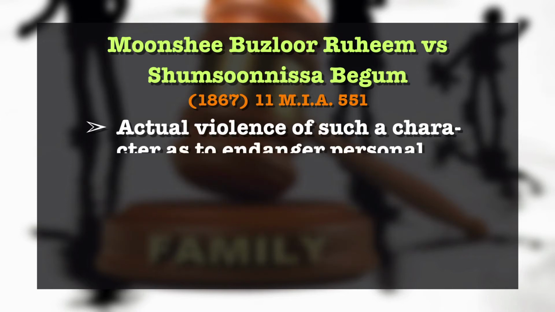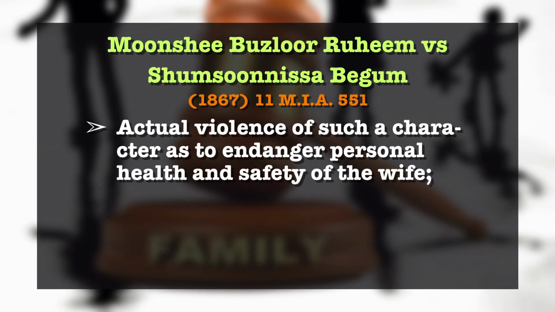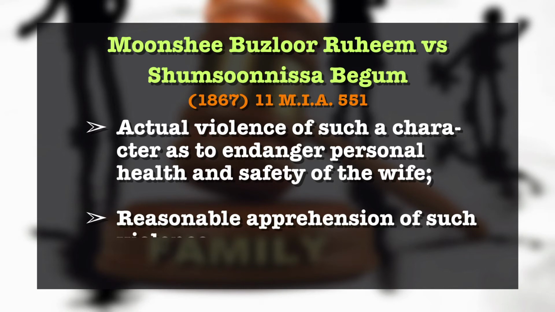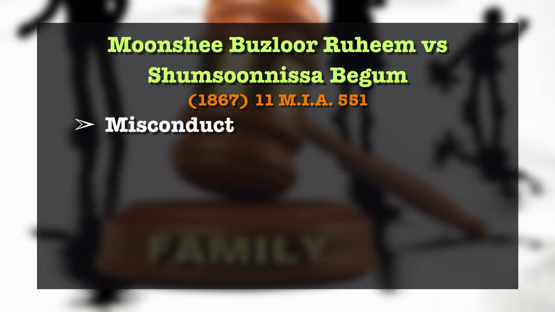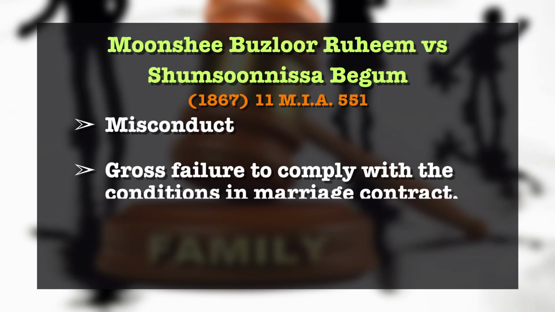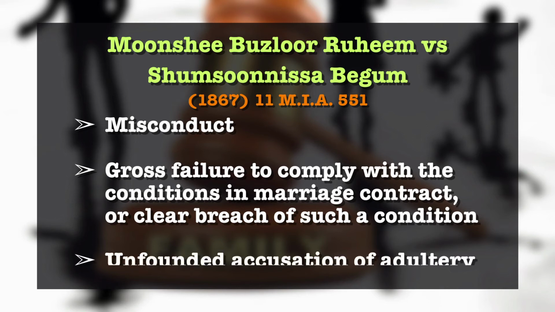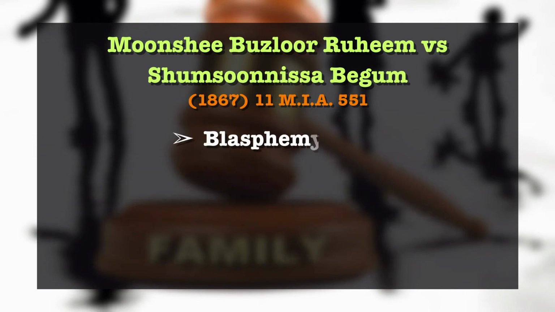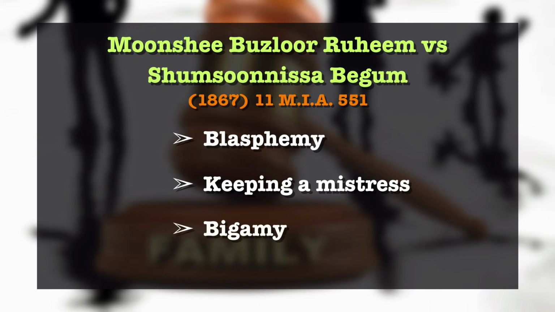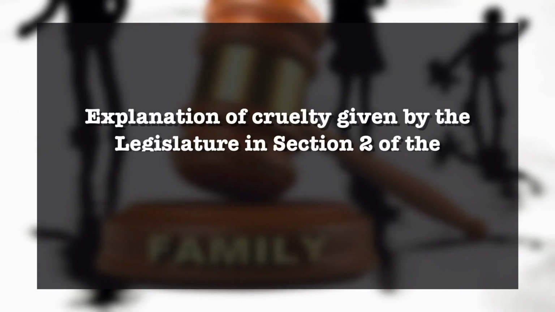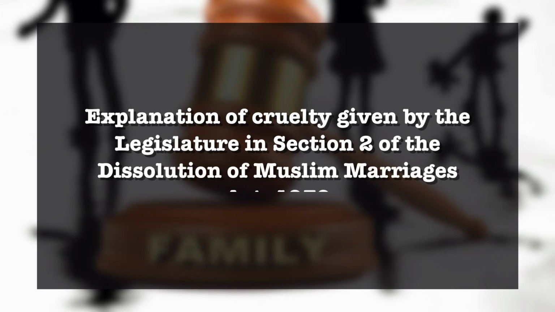Number 1. Actual violence of such a character as to endanger personal health and safety of the wife. Number 2. Reasonable apprehension of such violence. Number 3. Misconduct. Number 4. Gross failure to comply with the conditions in the marriage contract or clear breach of such condition. Number 5. Unfounded accusation of adultery. Number 6. Blasphemy. Number 7. Keeping a mistress. Number 8. Bigamy. However, it may be pointed out that as regards cruelty, the explanation of cruelty given by the legislature in section 2 of the Dissolution of Muslim Marriages Act 1939 should now guide the court in applying the test of cruelty.